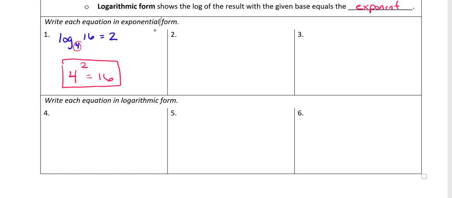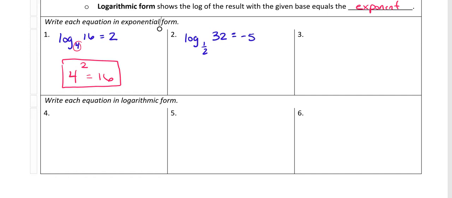That is a true equation. Both of those are. The difference is the logarithm gives us the exponent. It equals the exponent. And the exponential form equals the answer, the argument, 16. Okay, I want you to try to write number 2 into exponential form. So log base 1/2 of 32 equals -5.